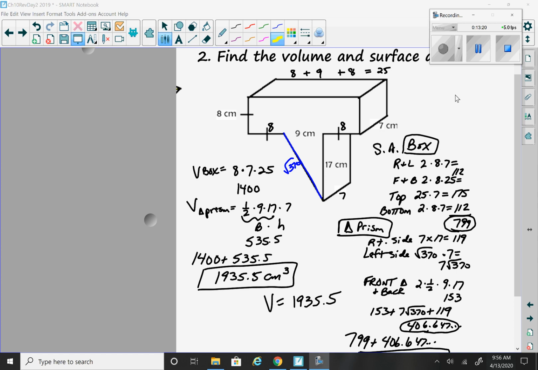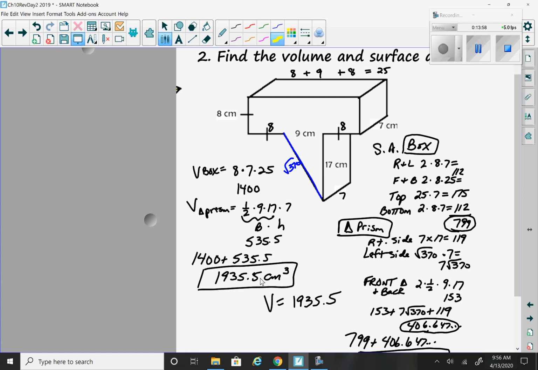Okay, so for my volume, the volume of the box, that's just going to be 8 by 7 by 25, right? So that's 1400 for the volume of the box. The volume of the triangular prism, that's the area of the triangle times the height. So a triangle is 1/2 base times height. So 1/2 times 9 times 17 times the height, which is 7. So that gives me the volume of that triangular prism. And then when I add those two together, I get a volume of 1935.5. So again, volume usually is a little easier. Surface area, a little bit trickier.